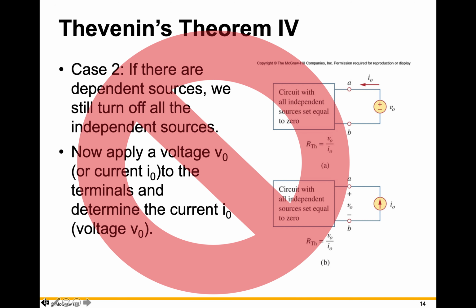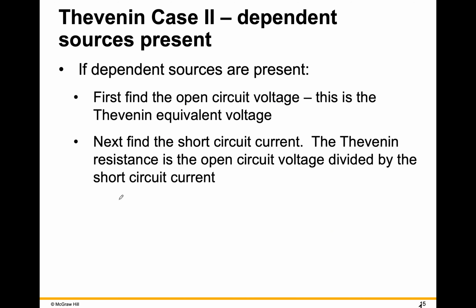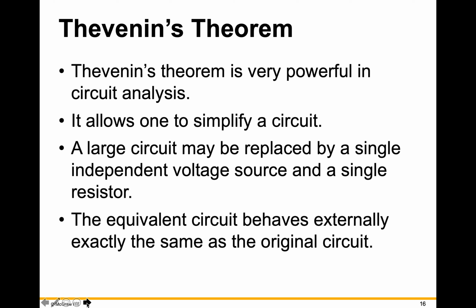What you're going to do is, first of all, if there are no dependent sources, you're going to do what we just talked about. If there are dependent sources, you're going to first find the open circuit voltage. This is the Thevenin equivalent voltage. And then you're going to find the short circuit current. The Thevenin resistance is the open circuit voltage divided by the short circuit current. In my opinion, this is a much more straightforward approach to find the Thevenin equivalent when you have dependent sources. And so that's the way we're going to do it in this class, and we're going to ignore what the textbook says.